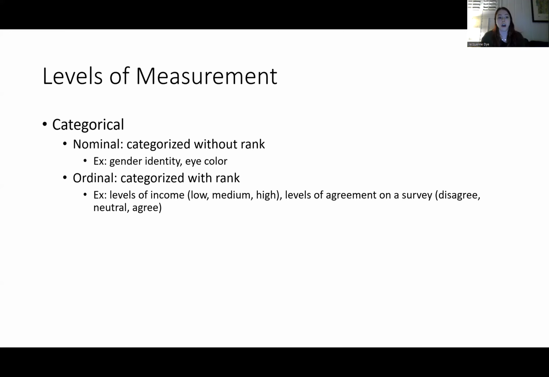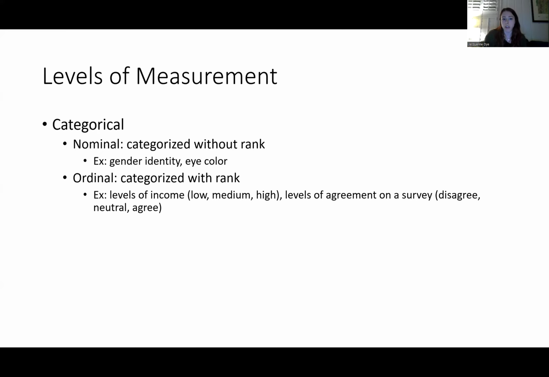So there's 2 main levels of measurement. The first is categorical. So this is data that is nominal. Nominal data is categorized without a rank. So for example, this would be things like gender identity, eye color. There's no better eye color than another eye color. So we're not ranking them in terms of a score or quality. We're simply putting them into categories.